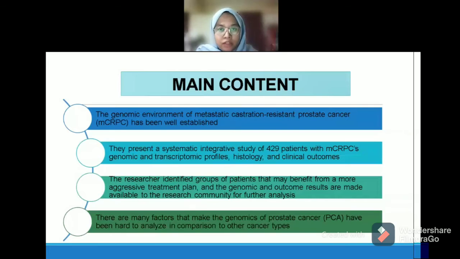This is the main content of the article. The first one is that the genomic environment of metastatic castration-resistant prostate cancer has been well established. They present a systematic integrative study of 429 patients with mCRPC, covering genomic and transcriptomic profiles, histology, and clinical outcomes.